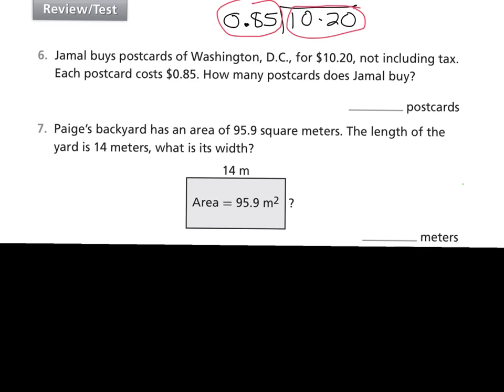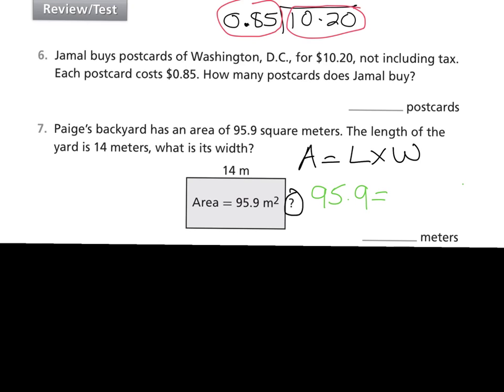We're also doing number 7, and number 7 is asking you to find the missing side. So what you need to do here is be aware of what the formula for area equals. It equals length times width. And then you're going to plug in the numbers that you know. We know the area, so we can plug that in.